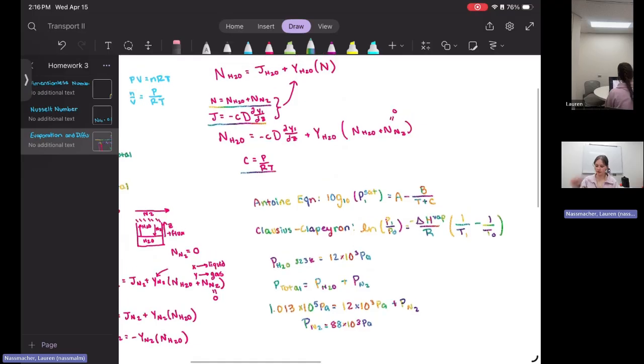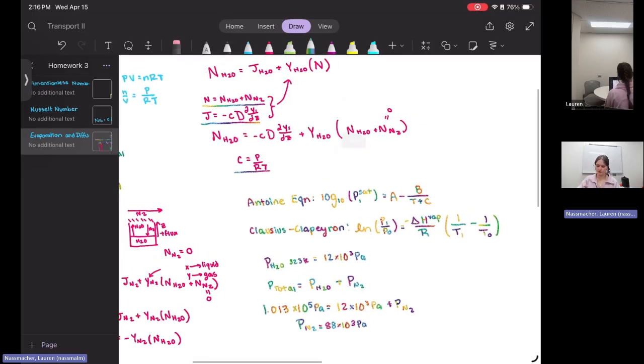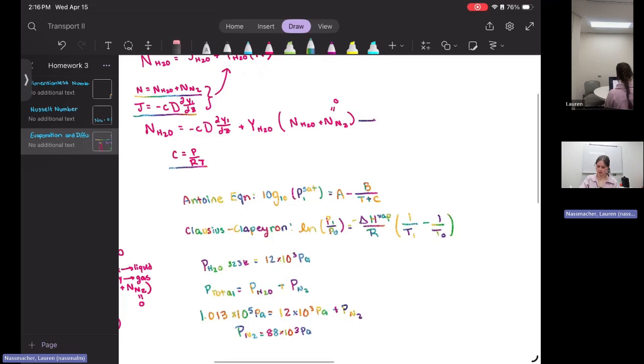Now I'm going to go back up to our equation and rewrite it, simplify it, to get that our flux of water is equal to negative, remember this identity, pressure over our constant multiplied by our temperature multiplied by that diffusion coefficient.